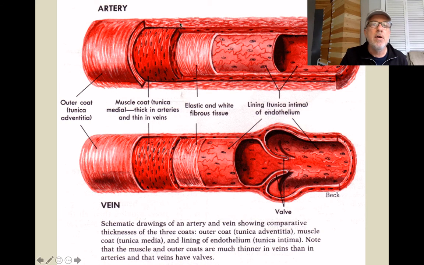Here are arteries on the top and veins on the bottom, and you can see that they have the same 4 layers of tissue, but that in the artery, the layers are much thicker and the muscular layers are much thicker, and the elastic coating is much thicker. And that means that these are much stronger blood vessels.